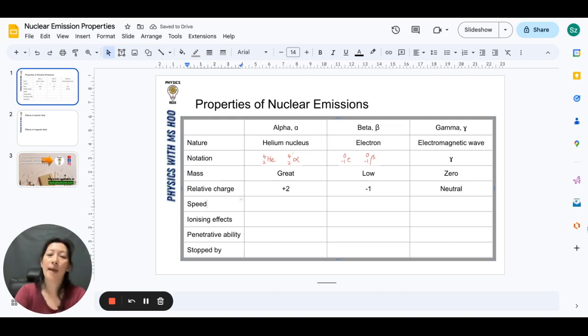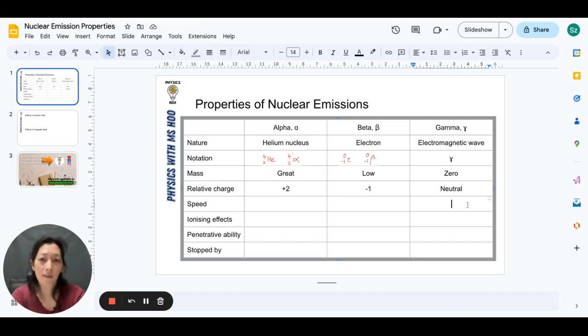Speed. I'm going to work backwards this time. Because gamma is an electromagnetic wave, and if you recall, all electromagnetic waves travel at the same speed in vacuum. So if we're talking about speed, in this case, gamma has the same speed as the speed of light. Because all electromagnetic waves travel with the same speed, and light is an electromagnetic wave, so all electromagnetic waves travel with the same speed, the speed of light in vacuum. So I'm just going to write here speed of light.